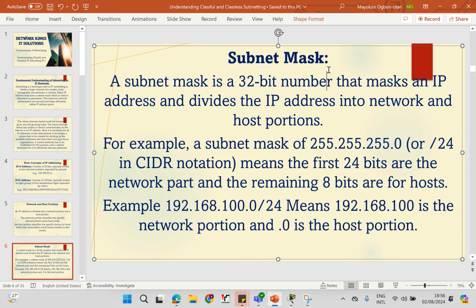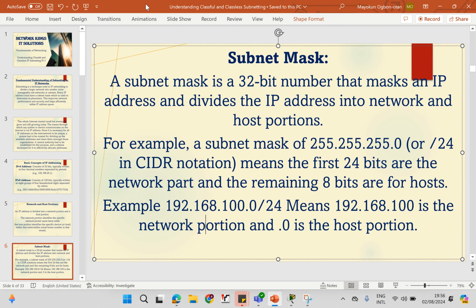Now, subnet mask. A subnet mask is a 32-bit number that masks an IP address and divides the IP address into network and host portions. A subnet mask is a 32-bit number that masks an IP address and divides the IP address into network and host portions. For example, a subnet mask of 255.